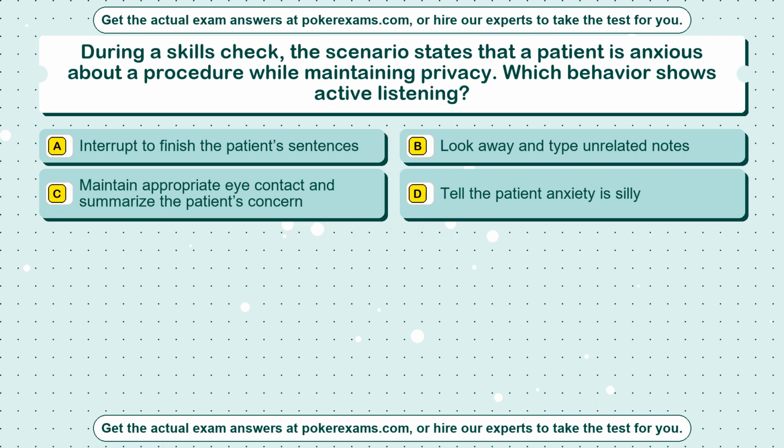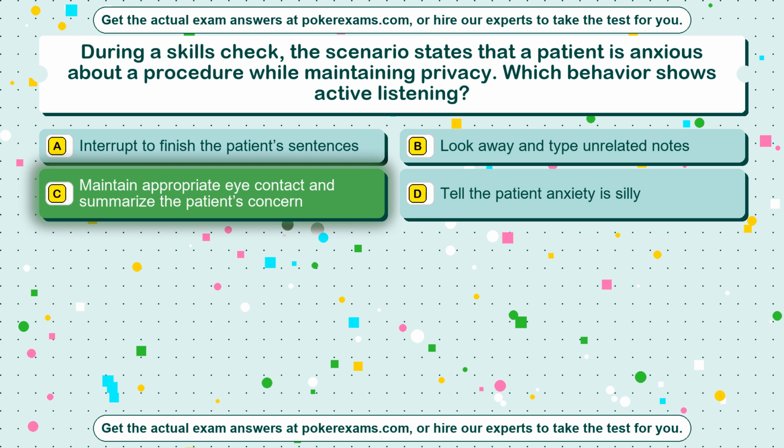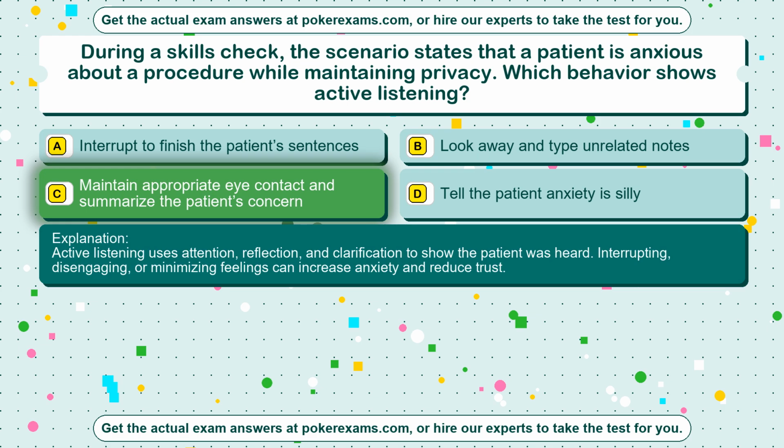Question 69. During a skills check, the scenario states that a patient is anxious about a procedure while maintaining privacy. Which behavior shows active listening? Option A, interrupt to finish the patient's sentences. Option B, look away and type unrelated notes. Option C, maintain appropriate eye contact and summarize the patient's concern. Option D, tell the patient anxiety is silly. The correct answer is option C, maintain appropriate eye contact and summarize the patient's concern. Active listening uses attention, reflection, and clarification to show the patient was heard. Interrupting, disengaging, or minimizing feelings can increase anxiety and reduce trust.